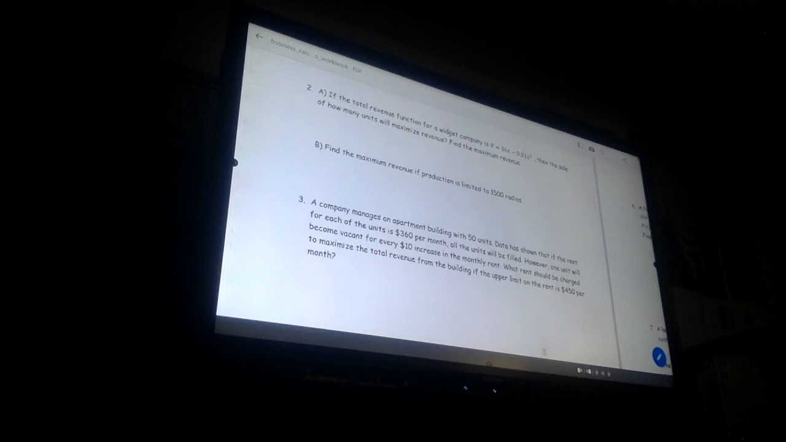So number 2, if the total revenue of a widget company is R equals that, then the sale of how many units will maximize the revenue. So if you were to graph this, it's basically an upside down parabola. So we're just going to find that value right there. If you use Desmos or the graphing calculator, it doesn't matter which one. I think Desmos is easier, but I don't have Desmos that fires up on this board by itself.